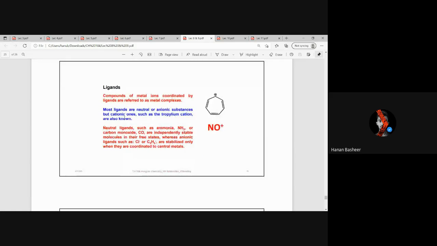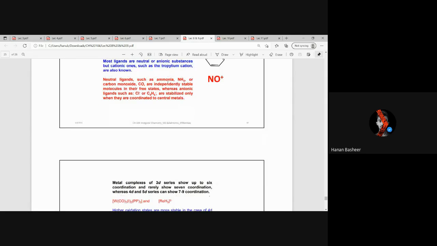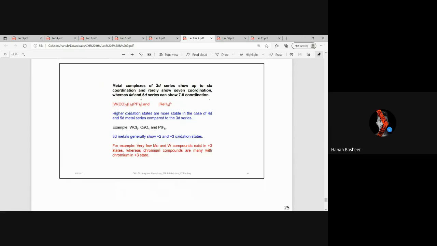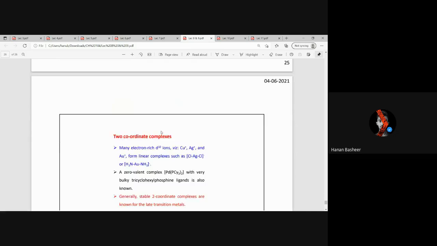Then ligands can be cationic or anionic in nature, but mostly we have observed they are anionic. Then this is our tropylium cation. This is NO plus. So the tropylium cation acts as a cationic ligand, and mostly we can see neutral ligands as well. It's like NH3 and Cu. So these are examples of coordination in the 5d and 4d series. You can keep this in mind.